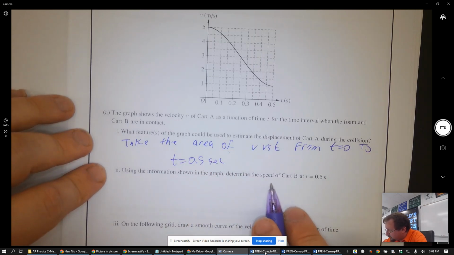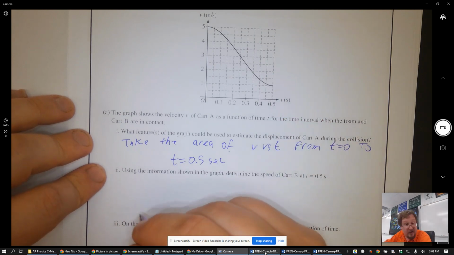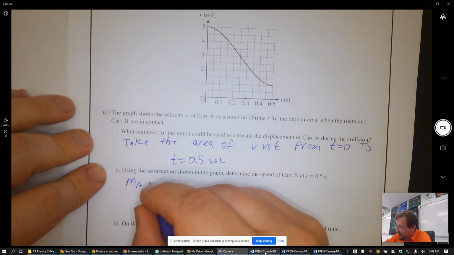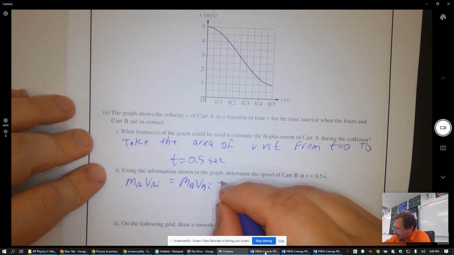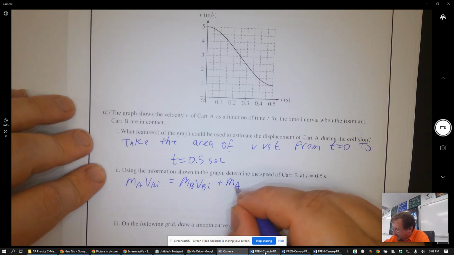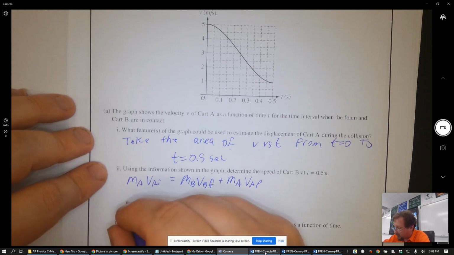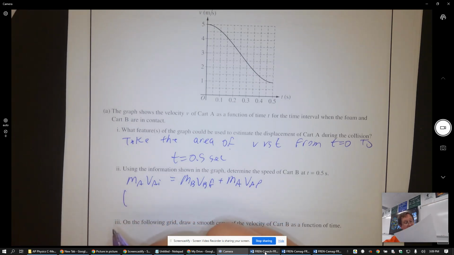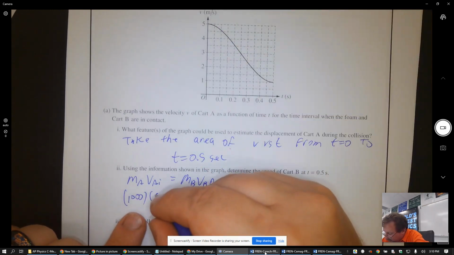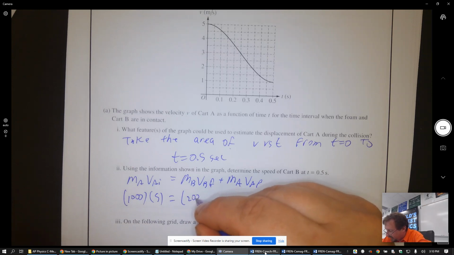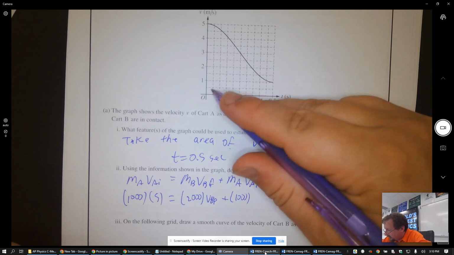Determine the speed of cart B at t equals 0.5 seconds. So what am I going to say? This is conservation of momentum. Mass A, VA initial equals mass B, VB initial plus mass A, VA final, or whatever. I can't write anything in alphabetical order. Okay, so we've got 1,000 times 5, this is 2,000 times V, and then this is 1,000, and VA final is 1.